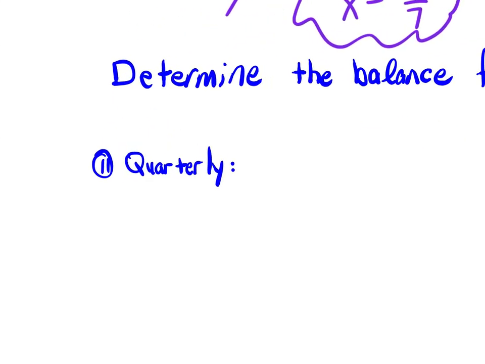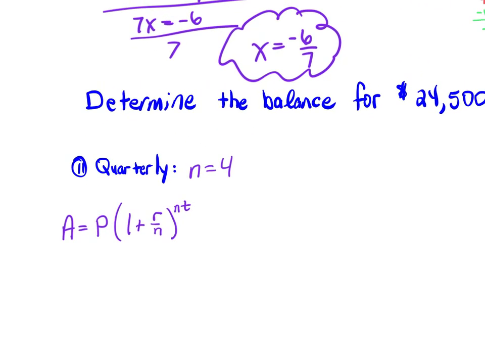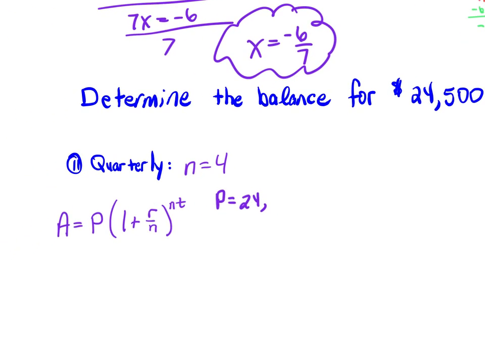So when I see the word quarterly, I know that n is going to equal 4. So I have my formula: A equals P times (1 plus r over n) raised to the nt power. Now I have to go through my problem and determine what all of these numbers are. So P, I'm going to use $24,500. That's the initial amount that I invested.